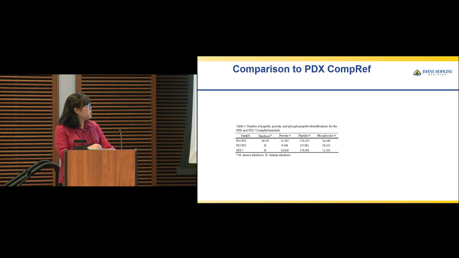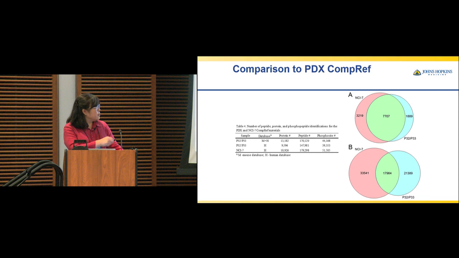Generally, we identify 13,000 proteins from mouse and human, and roughly 9,600 human proteins. In NCI-7 cells, we identify roughly 11,000 proteins. At the phosphoproteomics level, the NCI-7 cells identify 50,000 phosphopeptides, and 40,000 phosphopeptides from the human proteins in the CompRef xenograft material. So through this analysis, we can tell NCI-7 cells and the xenograft material both have advantages, in that NCI-7 cells give you a better coverage of the human proteome.